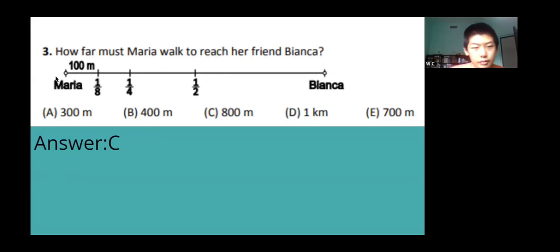We do this by knowing that 100 meters is 1/8 of the way. So we have to multiply by 8 to get 800.